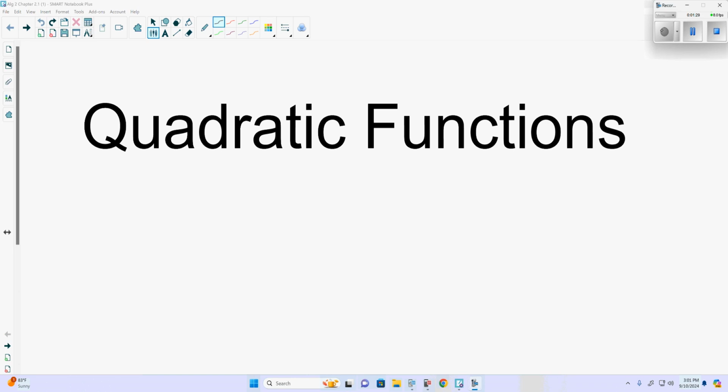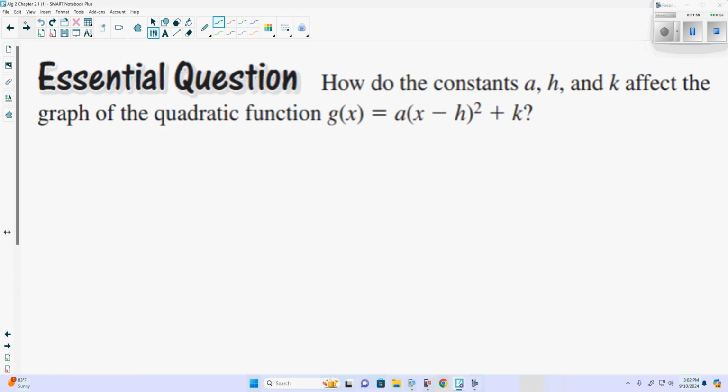Now, we're starting Chapter 2 today, and Chapters 2 and 3 are going to mainly revolve around quadratic functions. What is a quadratic? Chapter 2 is going to be looking at the properties of quadratic functions. Chapter 3 is mainly going to focus on solving. All right, guys, let's focus in. The first thing we're going to look at with quadratics is transformations. We're moving it up, down, left, right, stretch, shrink, and reflections.